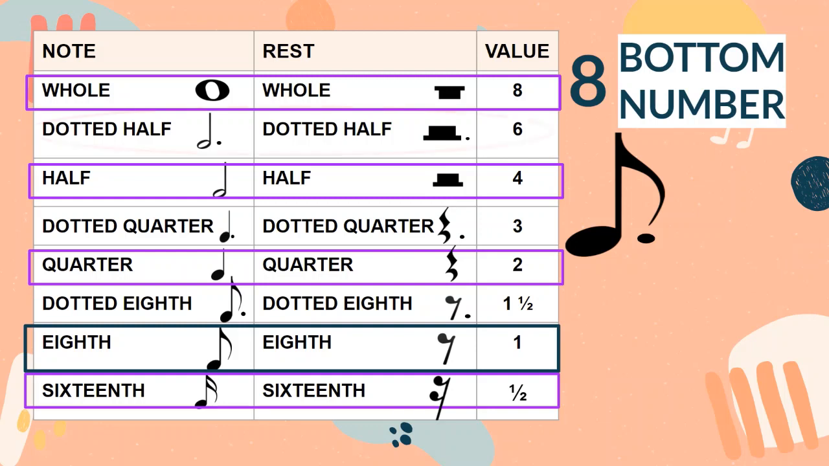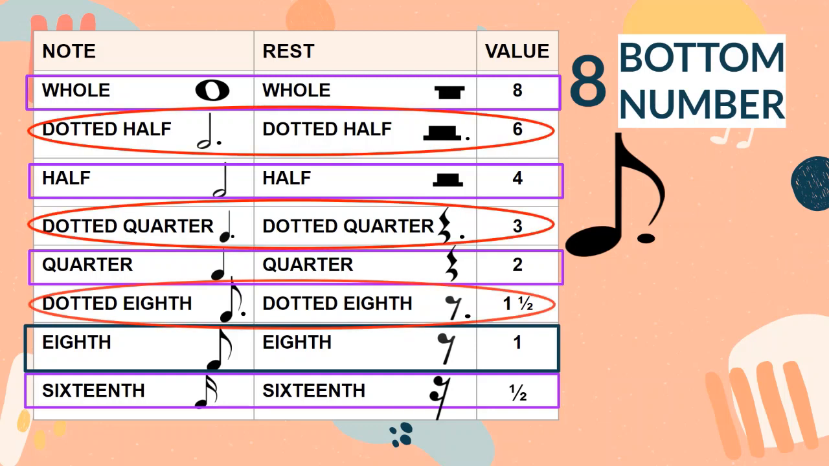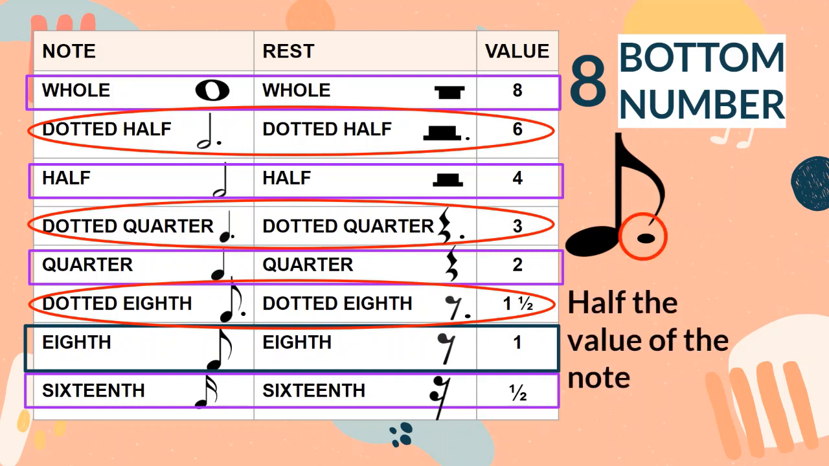Now, you might be wondering why the notes and rests with dots are there. It is because in time signatures with 8 as the bottom number, the use of dotted notes and rests are common. So, how will we know the values of the dotted notes and rests? The value of the dot is half the value of the note beside it. Let's have the dotted eighth note as an example. The value of the eighth note is 1, and half of 1 is 1/2. So the value of a dotted eighth note is 1 and 1/2.